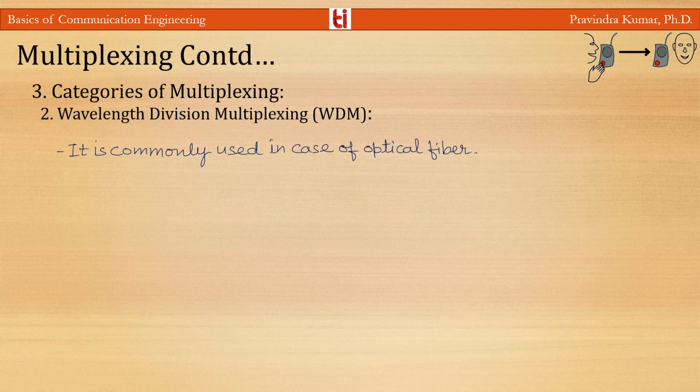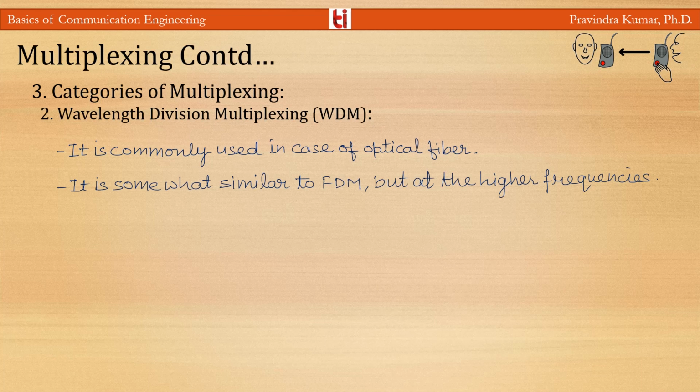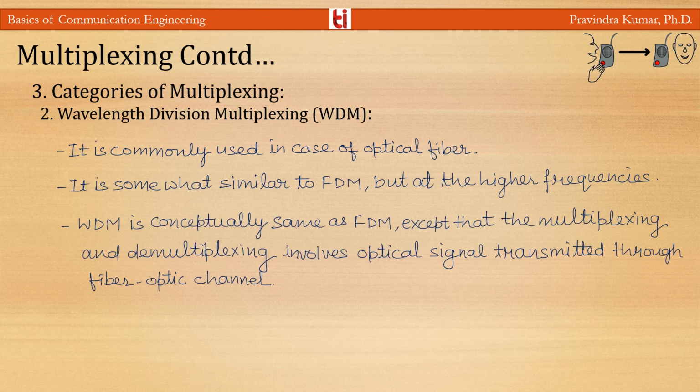Now we will discuss wavelength division multiplexing, WDM. It is commonly used in the case of optical fiber. It is somewhat similar to FDM but at higher frequencies. We normally refer to frequency division multiplexing as wavelength division multiplexing because the wavelength values are smaller. So for higher frequency values, FDM is usually referred to as WDM.